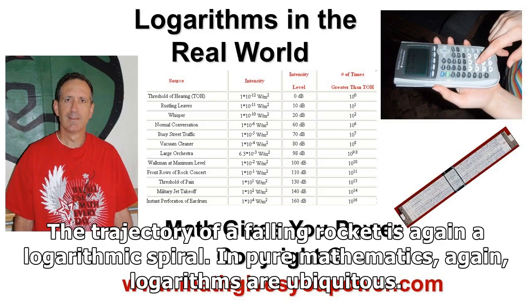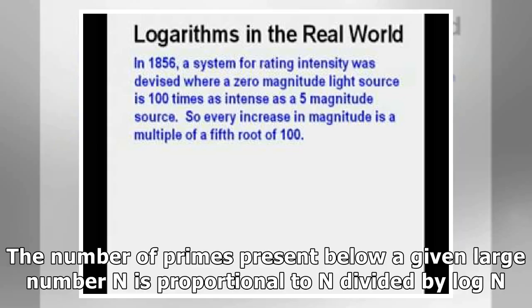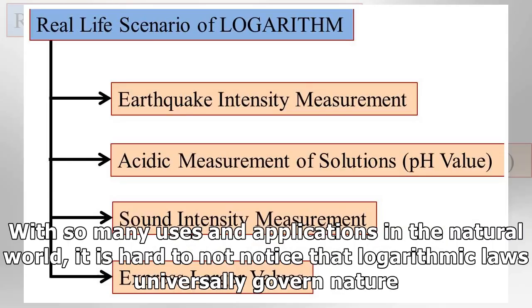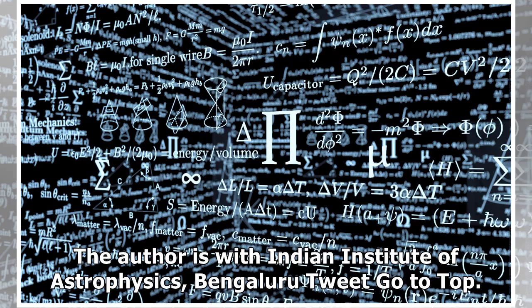In pure mathematics, again, logarithms are ubiquitous. The number of primes present below a given large number n is proportional to n divided by log n. Numerous examples can be given, underlying the universality of logarithms. Additionally, all our measurement scales are also based on logarithms. With so many uses and applications in the natural world, it is hard to not notice that logarithmic laws universally govern nature. The author is with the Indian Institute of Astrophysics, Bengaluru.